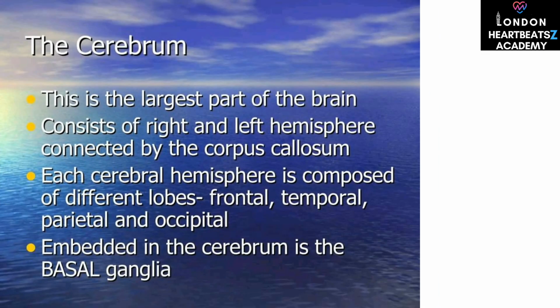The cerebrum is the largest part of the brain, consisting of the right and left hemispheres connected by the corpus callosum. Each hemisphere has different lobes: frontal, temporal, parietal, and occipital. The basal ganglia are embedded within the cerebrum.